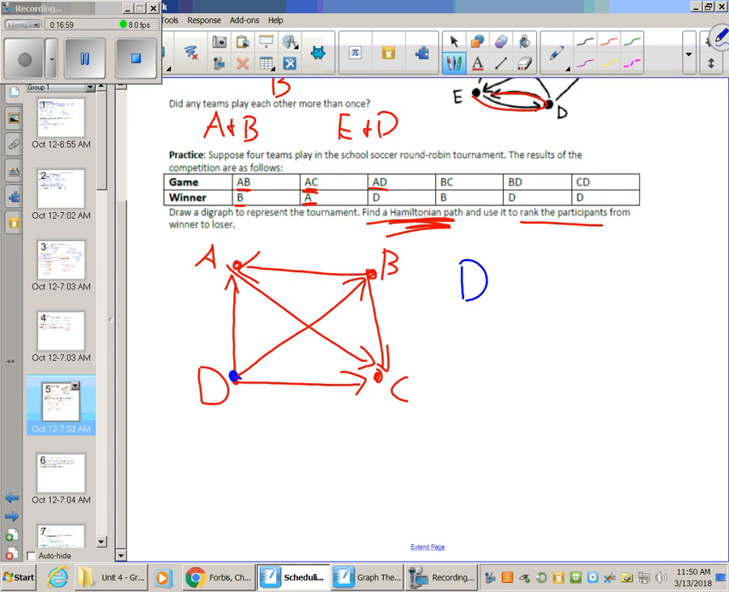He has the highest out degree. Well, who next? Who has the highest out degree from there? How about B with 2 right here? B would probably be ranked next.